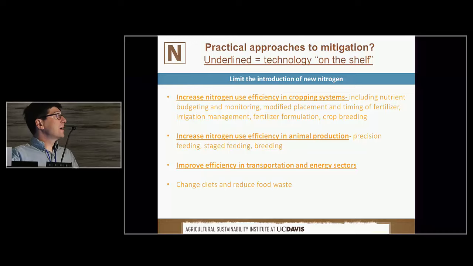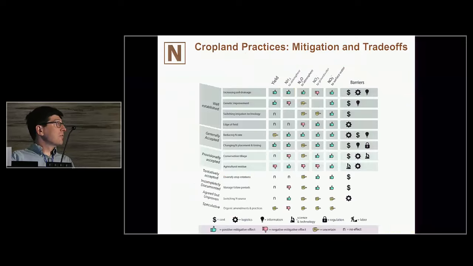And so a lot of the practical approaches, once again, we're just looking at existing technologies, have to do with increasing nitrogen use efficiencies, whether it's in cropping systems or in animal production systems or in the transportation or energy sector. And these types of mitigation strategies sometimes involve trade-offs, where by reducing nitrate leaching to groundwater, it might increase nitrogen gaseous emissions to the air. And there are certain barriers to the adoption of these, whether it's cost or logistics or information or regulation, that prevent the use of these.